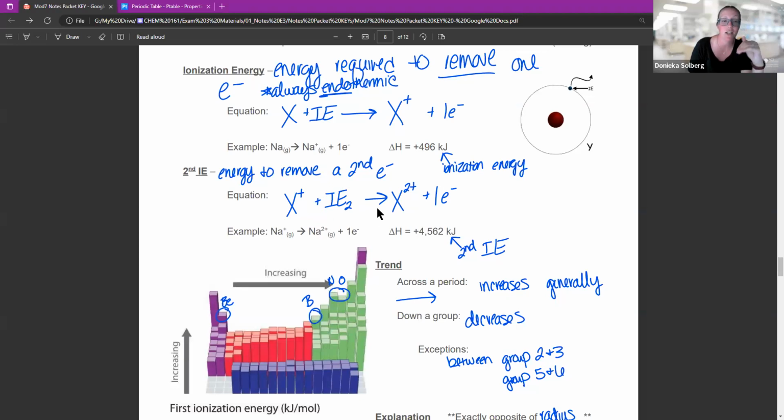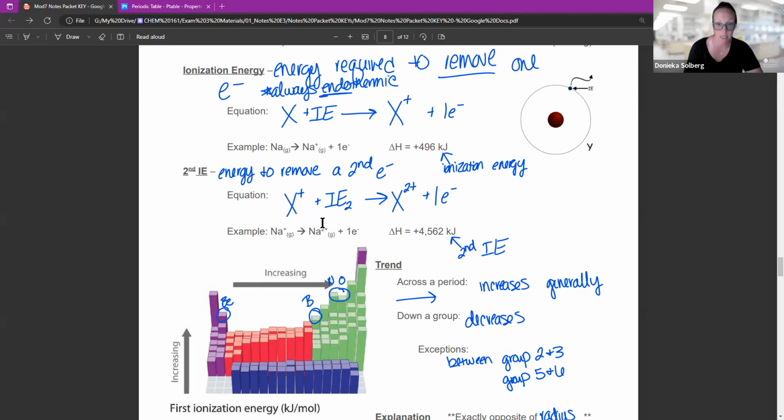I put in that much energy. I can remove a second electron. I have the electron right here. And if it's sodium, for example, I went from Na+ to Na2+. Now, Na2+ is not very natural, right? Na is in column 1. It likes to lose 1 electron and be Na+.